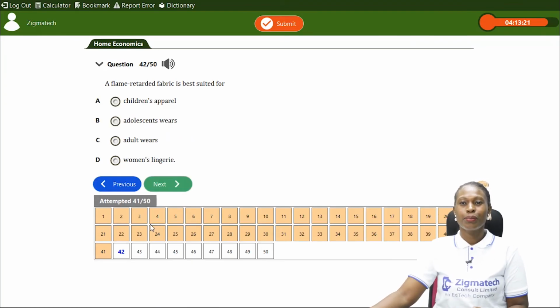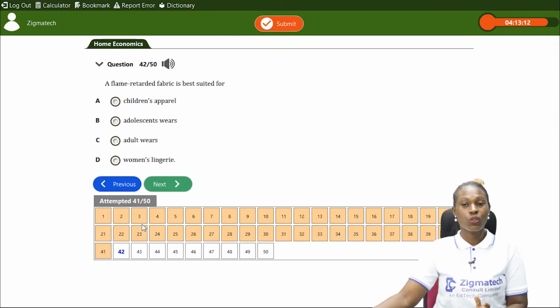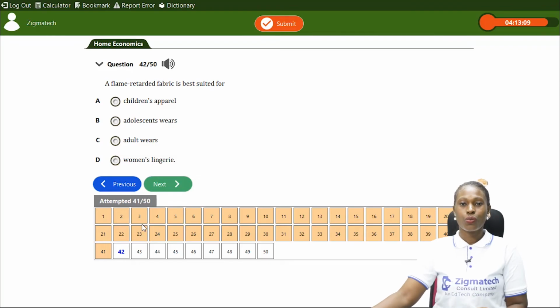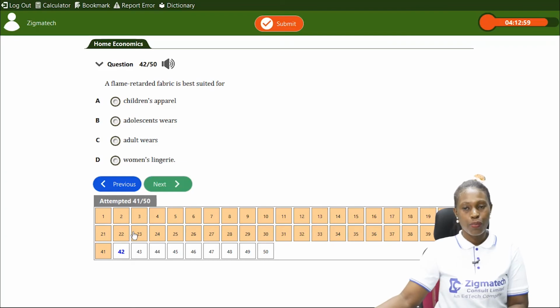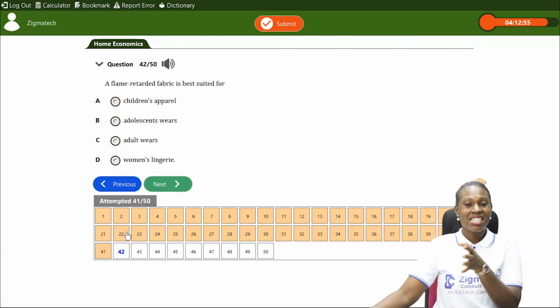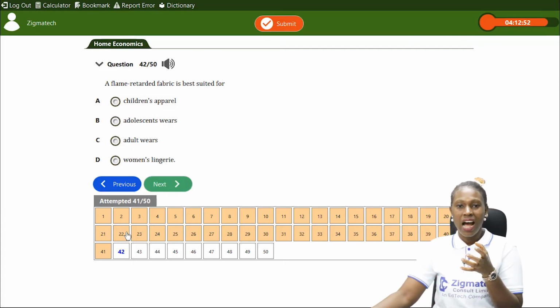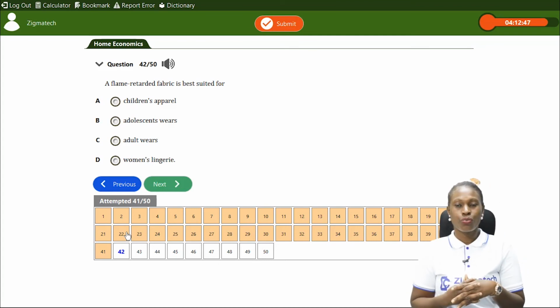Now let's look at this question. A flame retardant fabric is best suited for A, children's apparel, B, adolescents wear, C, adults wear, D, women's lingerie. Now, what do we mean by flame retardant fabric? That means a fabric that would not easily be attracted to or catch flames easily or readily.